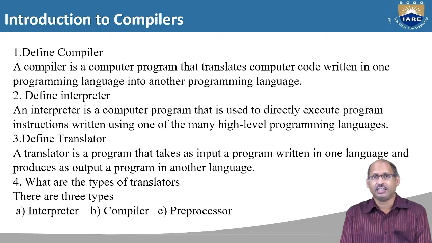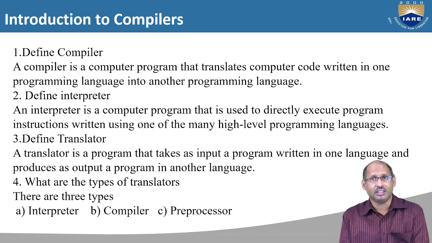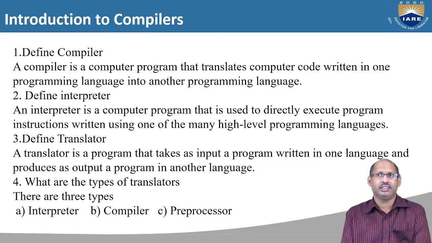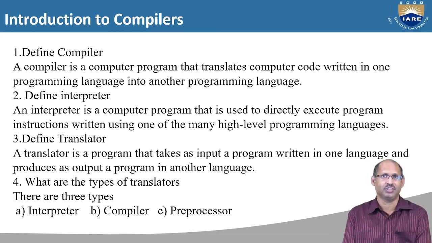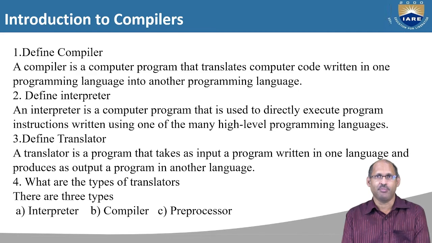What is a compiler? A compiler is a computer program that translates code written in one programming language to another programming language. Define a compiler. That is the first. So, a compiler is a computer program which translates computer code written in one programming language into another programming language.